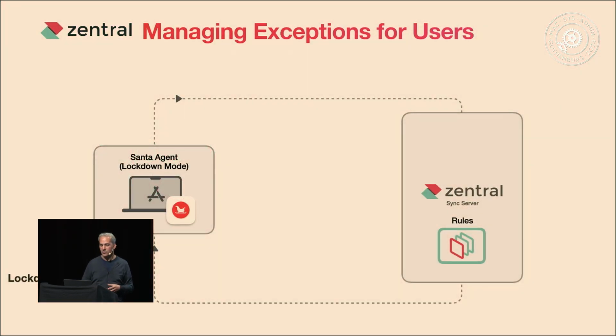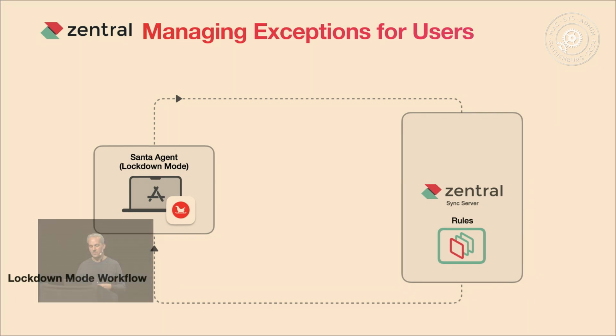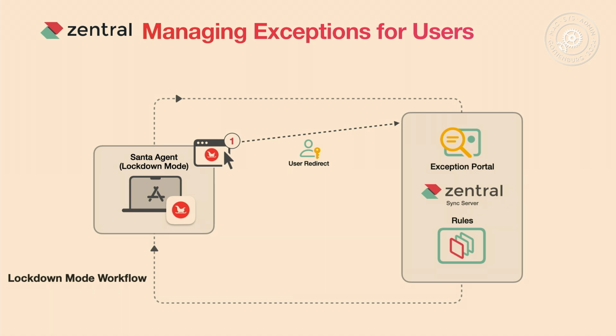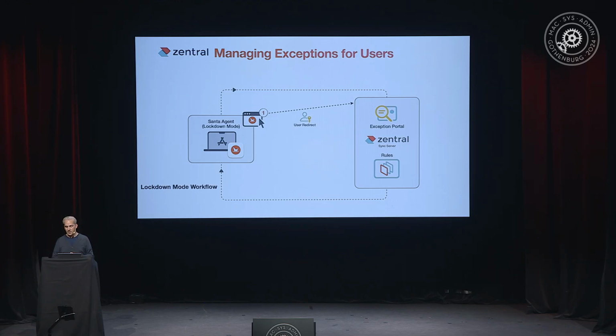Now, every time someone launches an app that is not allowed, Santa blocks it and sends an event along with the information about the binary to the sync server. The user sees a pop-over that gives them feedback and offers to take them to the exception portal if they want to vote for an exception. Once the user is authenticated, they can see details about the binary, so they can make sure the decision is intentional, and then vote for it. When the voting score passes one of the 2 thresholds, as explained earlier, Zentral creates the corresponding rule for the user or the whole fleet and distributes it with the next sync cycle.